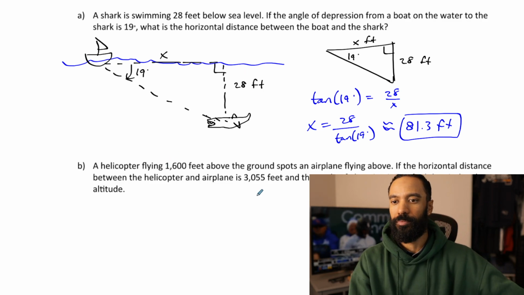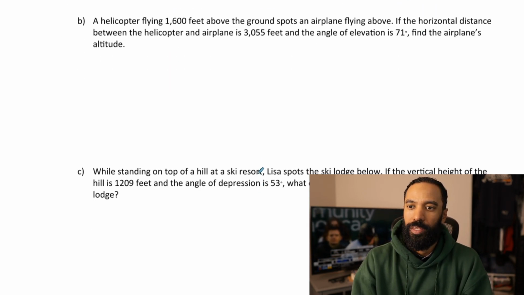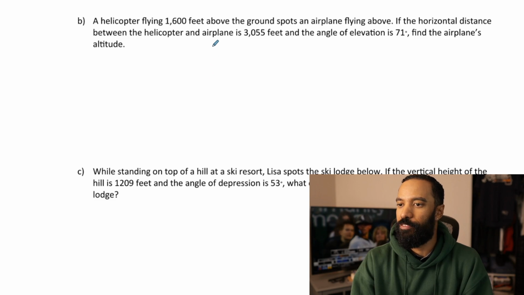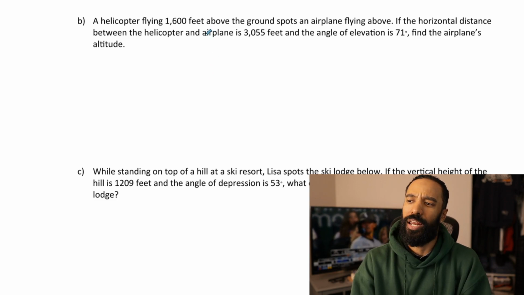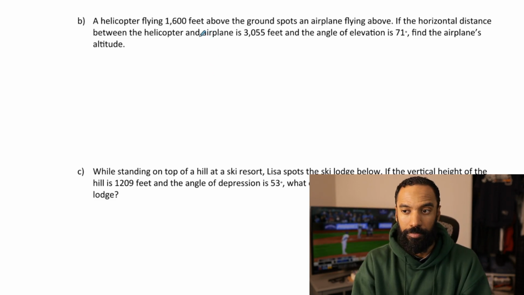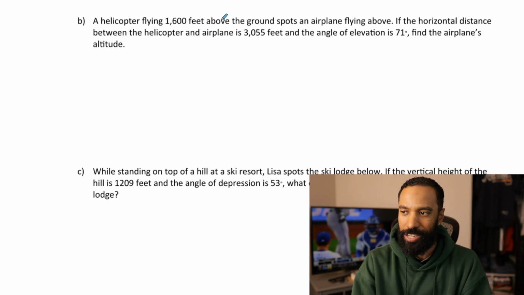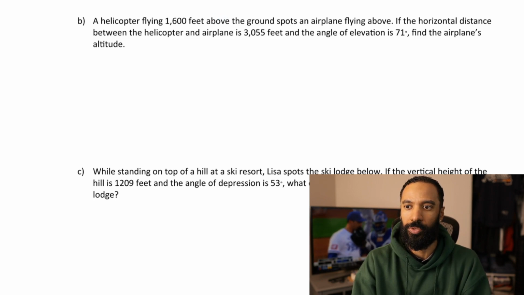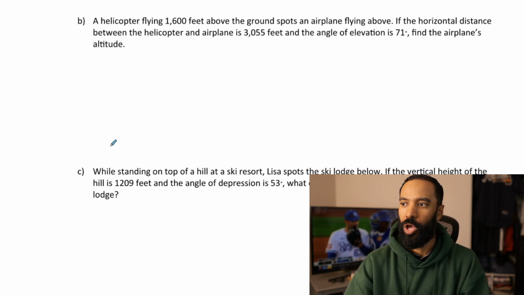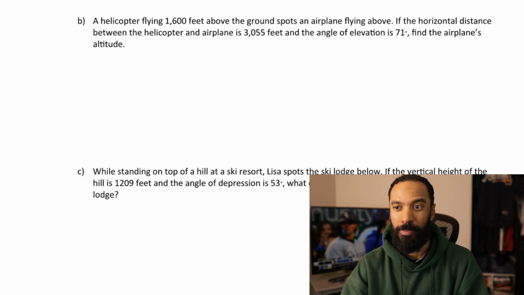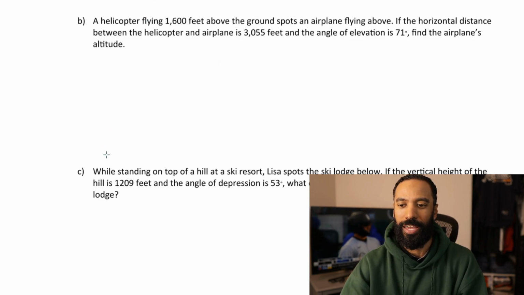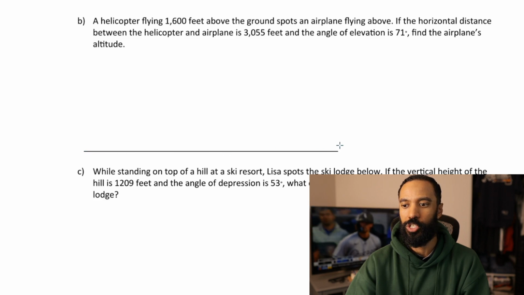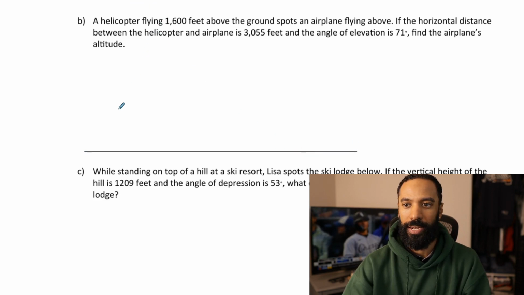All right. Part B. A helicopter flying 1,600 feet above the ground spots an airplane flying above. If the horizontal distance between the helicopter and airplane is 3,055 feet and the angle of elevation is 71 degrees, find the airplane's altitude. So here's the thing. I was going to say the ground doesn't matter. It does matter because they ask about altitude at the very end. Interesting question. So there is ground.